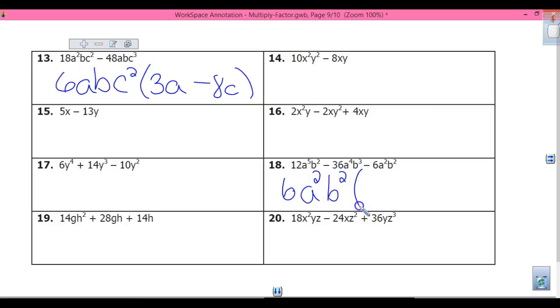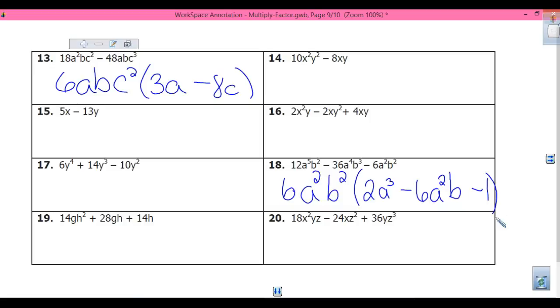All right, so now we've got to do all 3 of them. 12 divided by 6, 2. A to the third. Do I have any B's left? Nope, these are all gone. So minus 36 divided by 6. 6. A squared B, good. Minus, who? Why 1? Yeah, because everything cancels out, and 1 is going to be our placeholder.